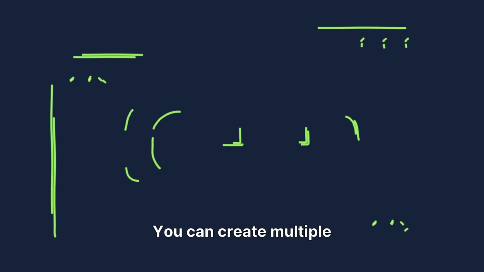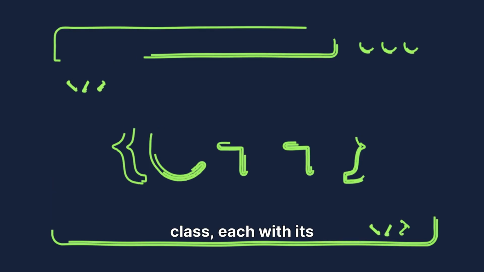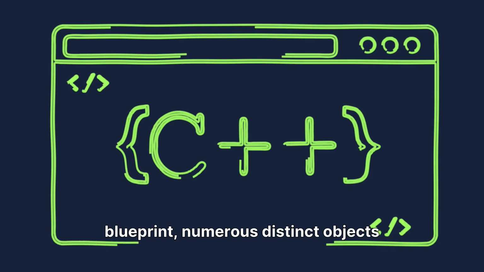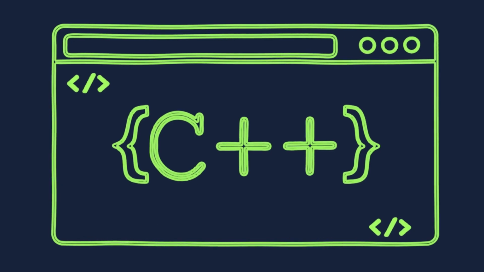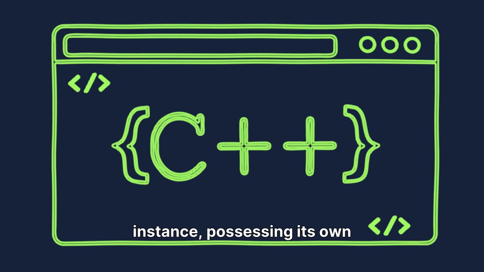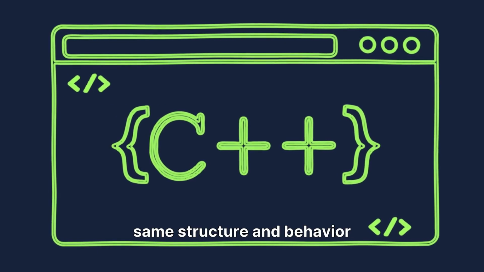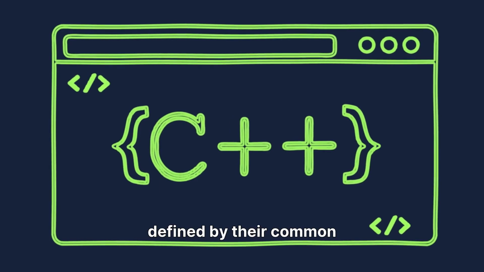You can create multiple objects from the same class, each with its own unique data. From a single class blueprint, numerous distinct objects can be instantiated. Each is an independent instance, possessing its own data in its fields, even while sharing the same structure and behavior defined by their common class.